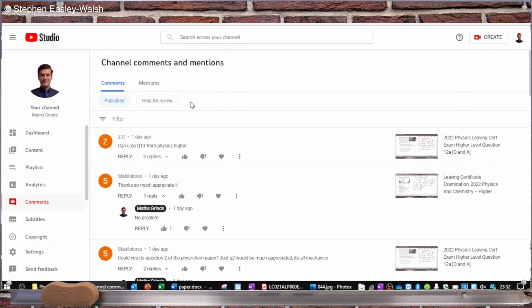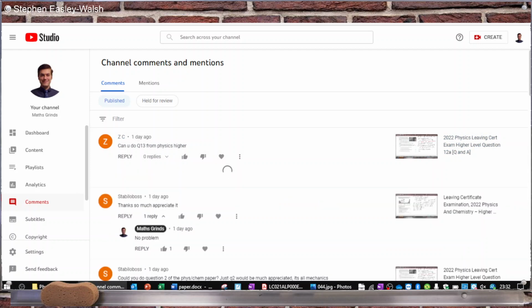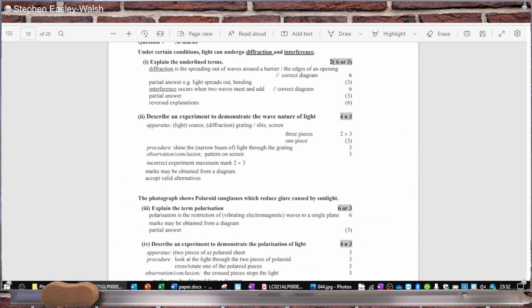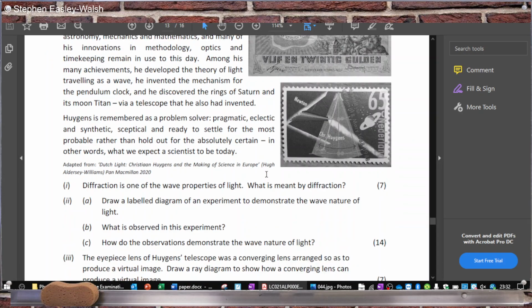Okay, so I was asked to do question 13 from Physics Higher. Let's have a look at it. Where is it going? There it is. So, diffraction is one of the wave properties of light. What is meant by diffraction?